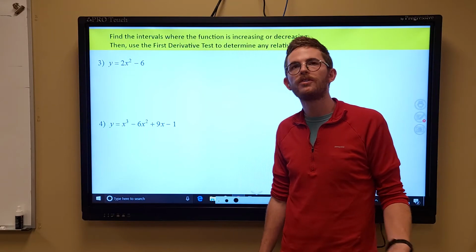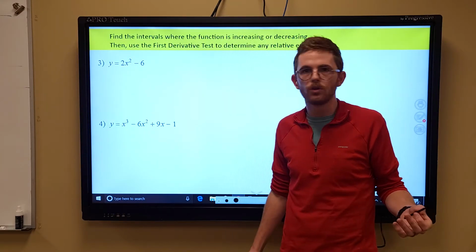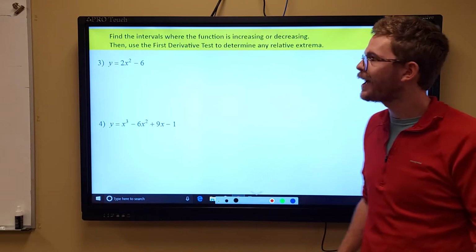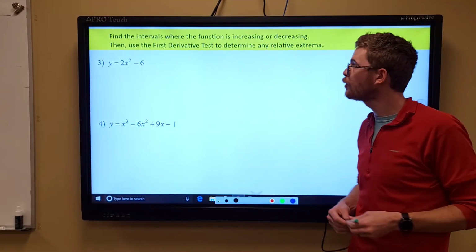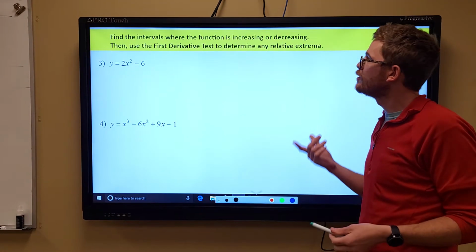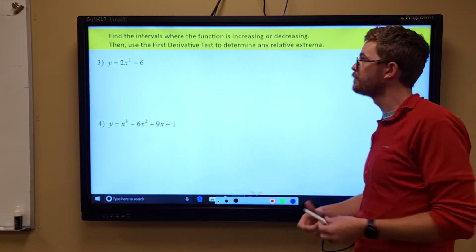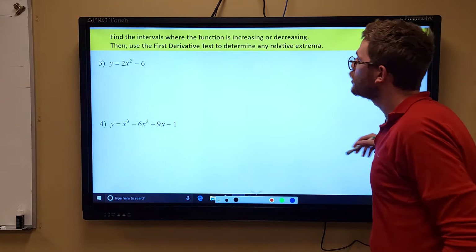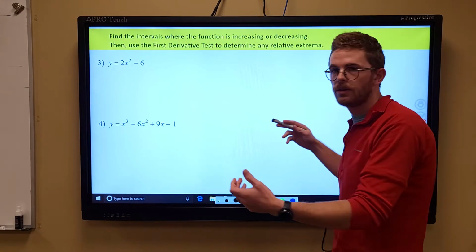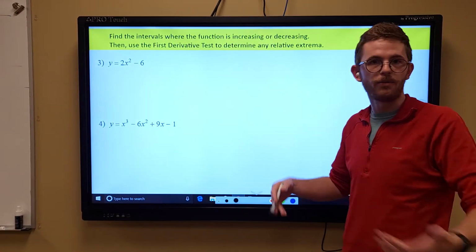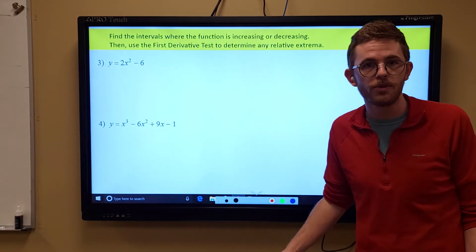All right, we're going to take a little deeper look at intervals of increasing and decreasing, and then we're going to use the first derivative test to determine if we do have any relative extrema. So the first thing we're going to do, of course, judging by what we just read, is we probably need to take the derivative.